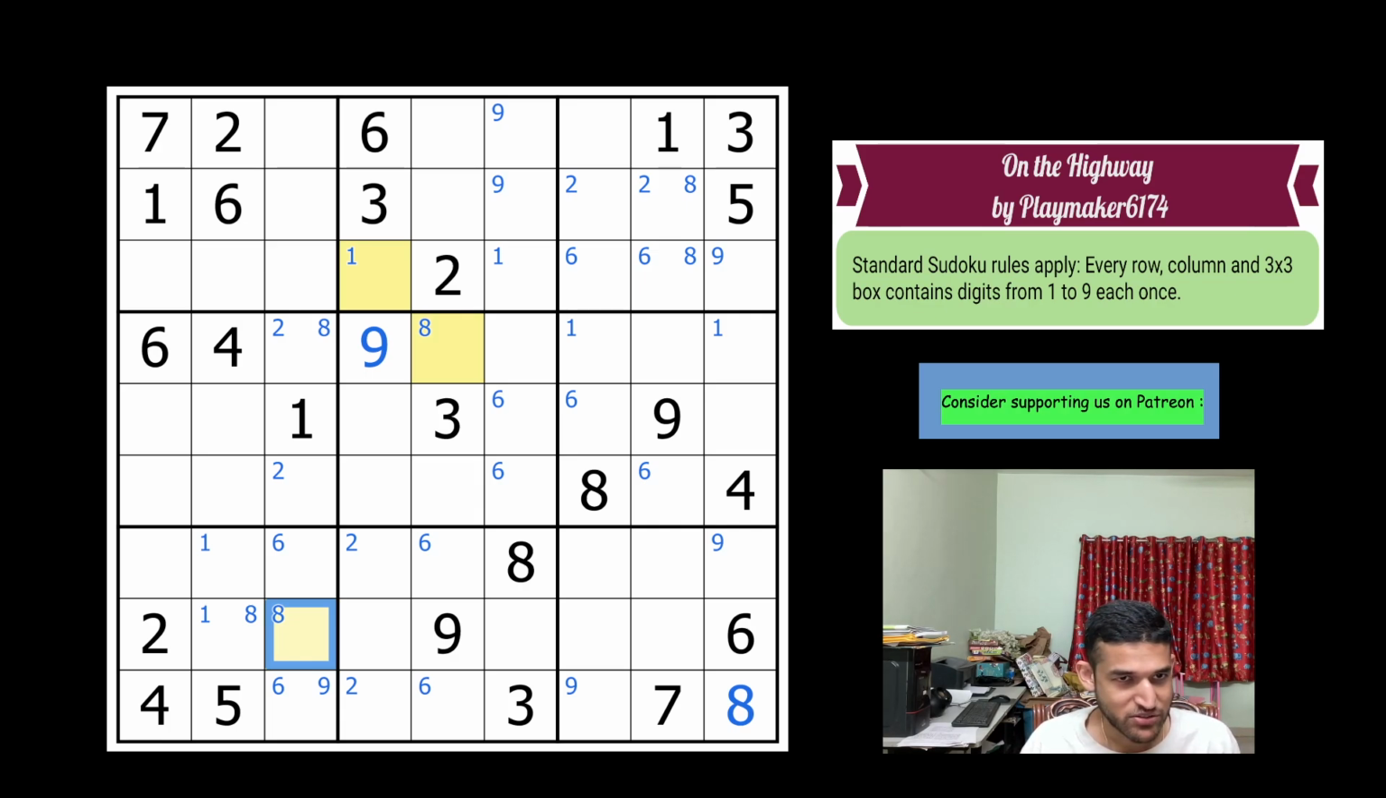So let's remove these 8s. That gives 8 here, which forces a 1 here, right? 1 had these 2 cells, and because we placed 8 here, 1 is forced here. So I got an 8 here. Let me think now if I can play around more with the 8s.